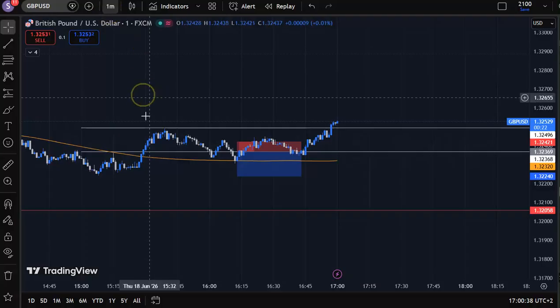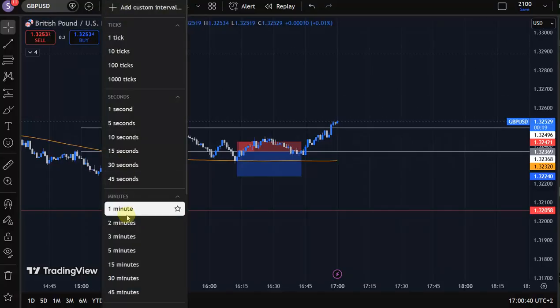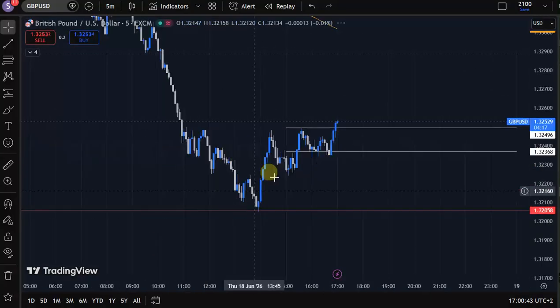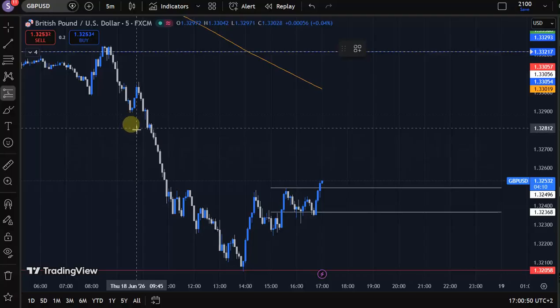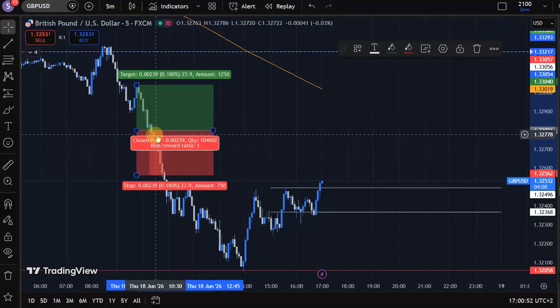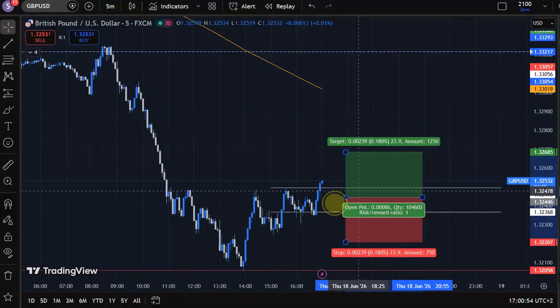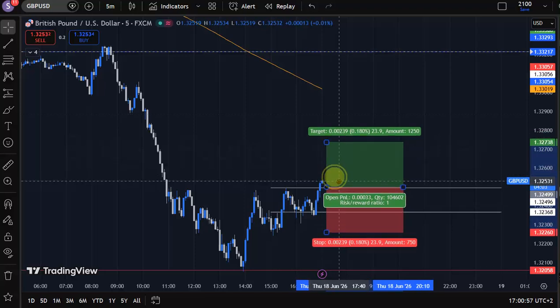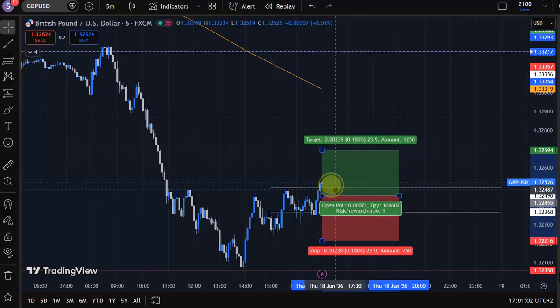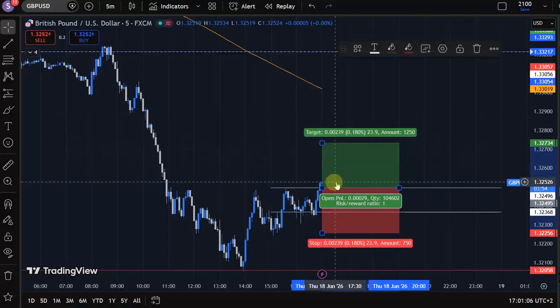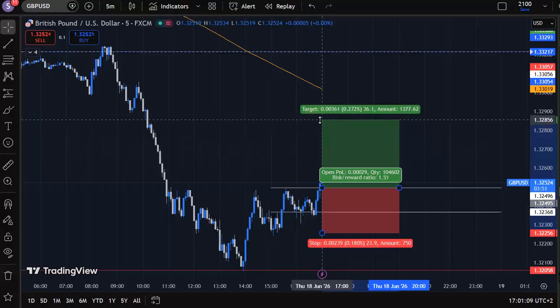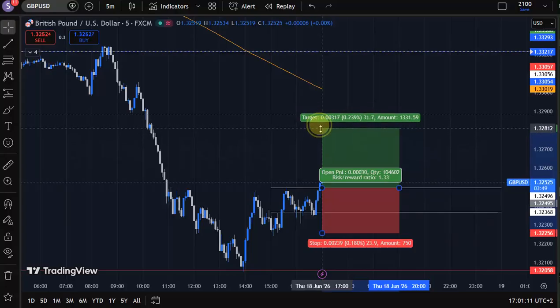Let me go to the 5 minute time frame to show you what price is targeting. Right now, price is going for this thing. Let's just put it right here. Right now, price is going for this level, and I will do a video on that.